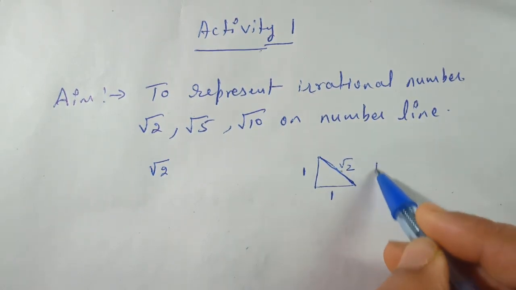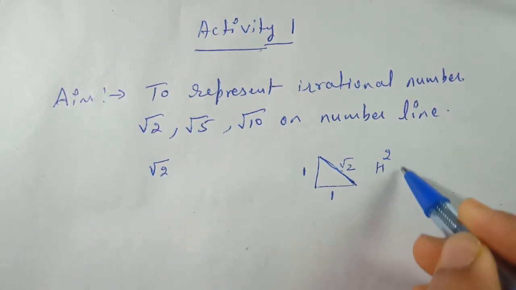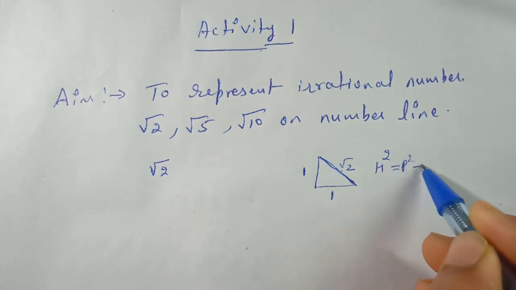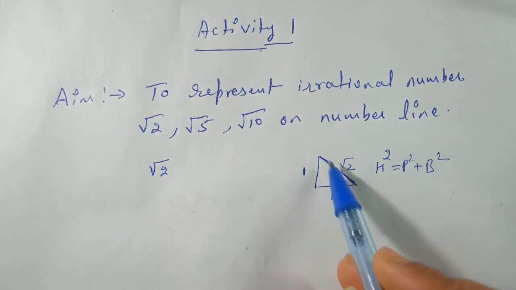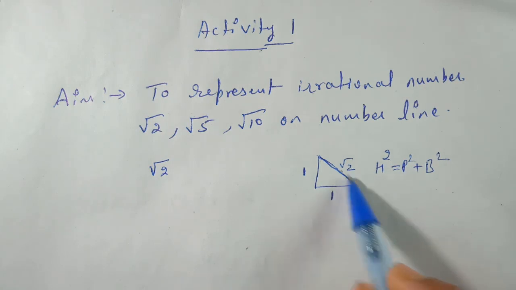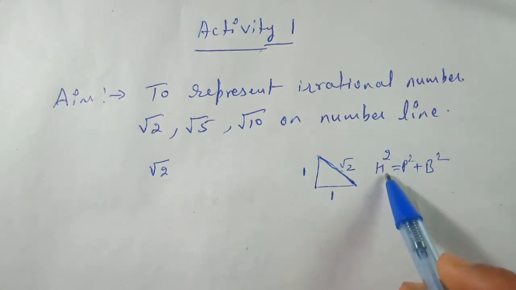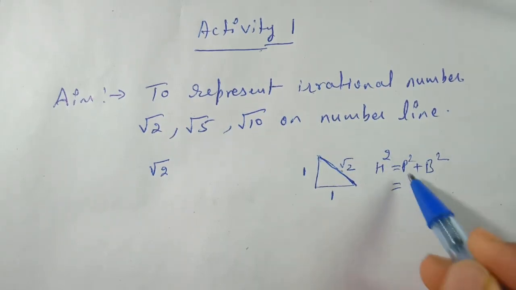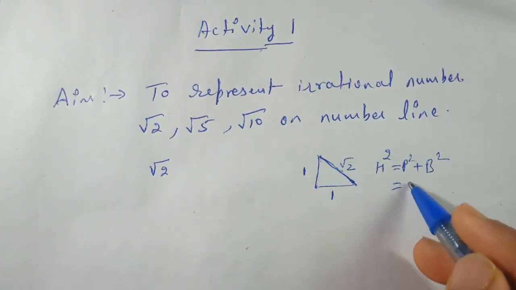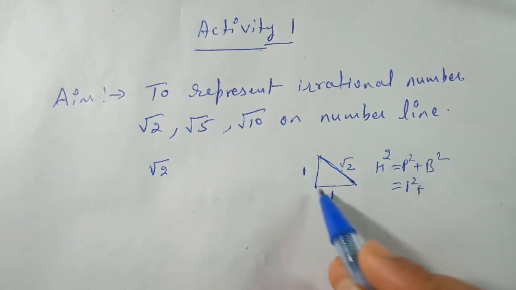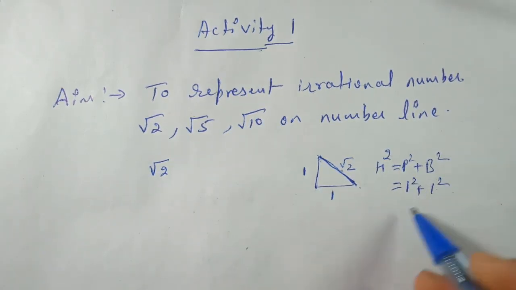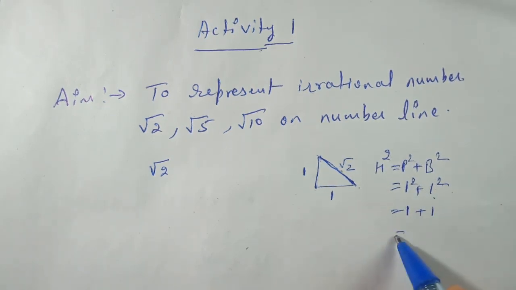How? Because we know the Pythagoras property that h square is equal to p square plus b square. So this is the h square, meaning the longest side, which is called the hypotenuse square. Let us see how it will come. First of all, this is the perpendicular, it is 1 unit, so 1 square. This is the base, it is 1 unit, so 1 square. 1 square means 1, 1 square means 1, and 1 plus 1 means 2.